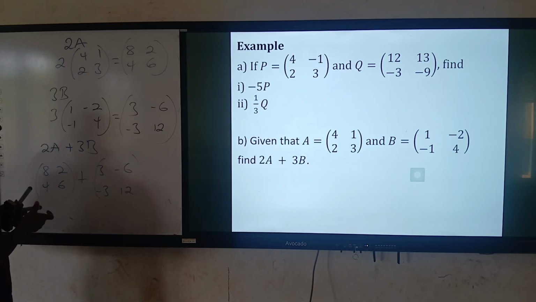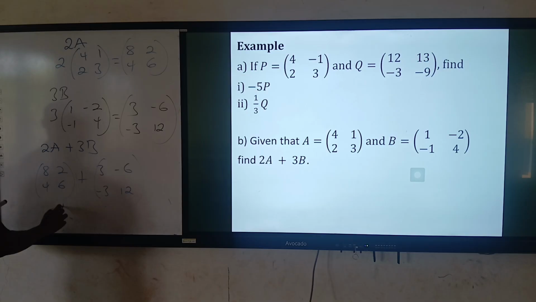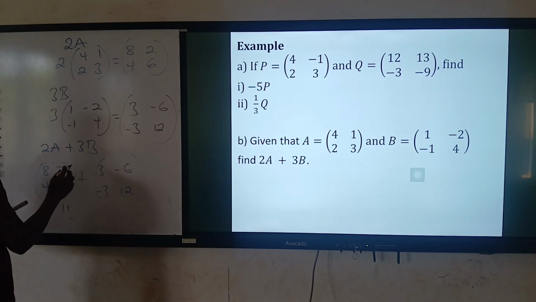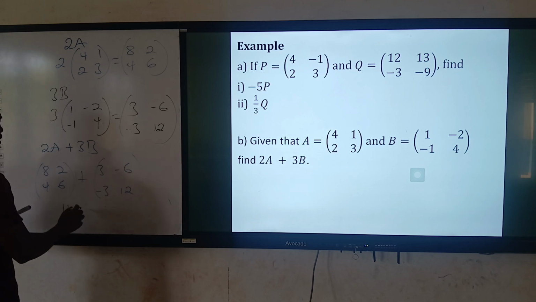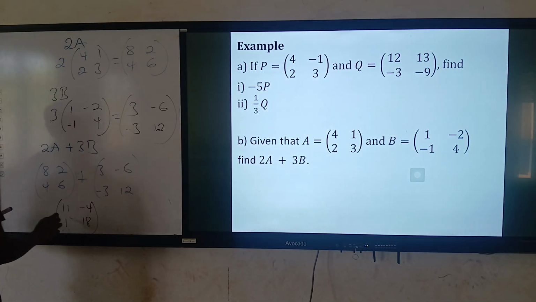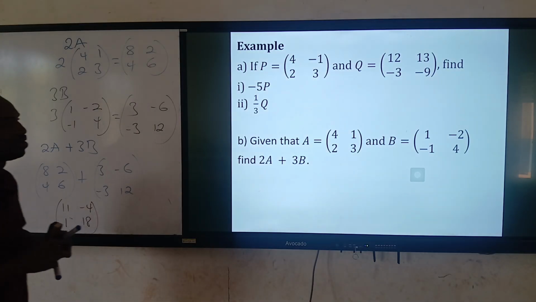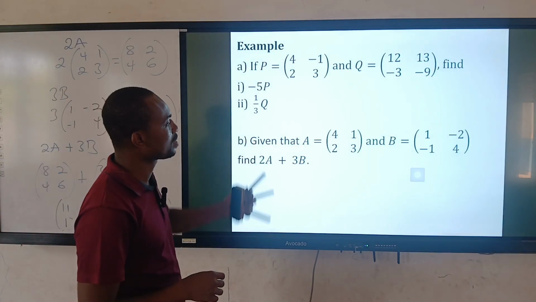So for our final answer, you are going to add the corresponding elements here. So 8 plus 3 will give us 11. 2 plus negative 6 will give us negative 4. 4 plus negative 3 will give us 1. 6 plus 12 will give us 18. So this becomes our final answer for this question.